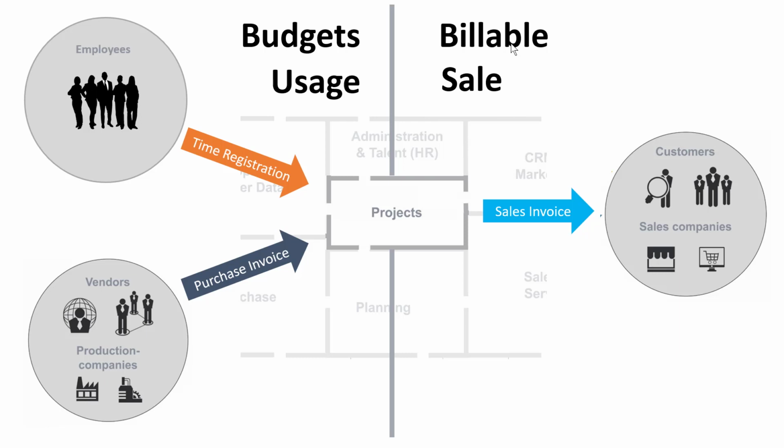Our job ledger entries focus on usage entries and sales entries, which will be created when we post a sales invoice. Try and keep this division in mind when we look at the next slide.